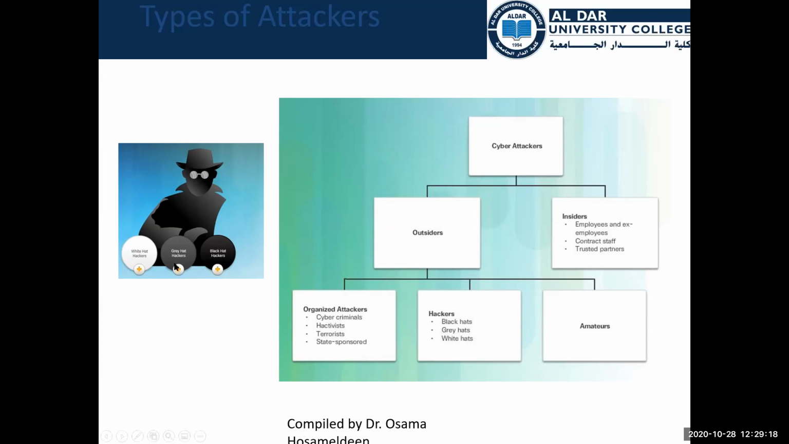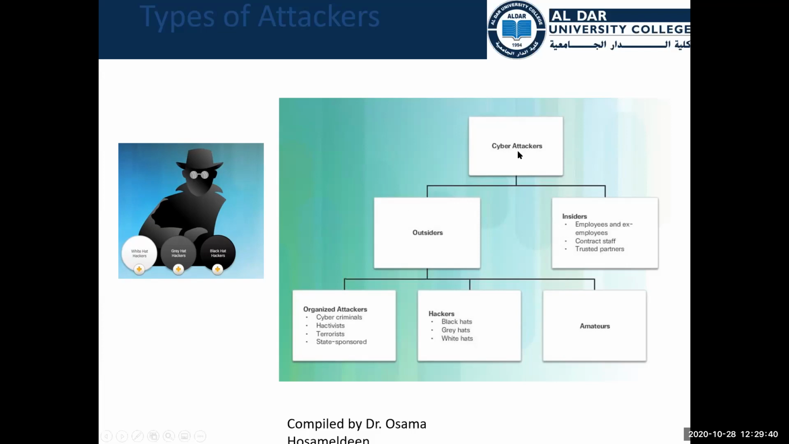We have here the gray hat hackers, something in between. The gray hat hackers are good guys at the beginning, and sometimes they gain good experience in hacking, then they move to being bad guys. They move to do some bad things. Sometimes they do bad things, sometimes they don't. These are the gray hat hackers.